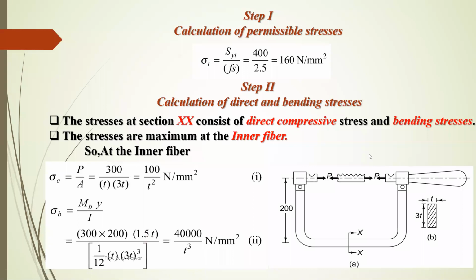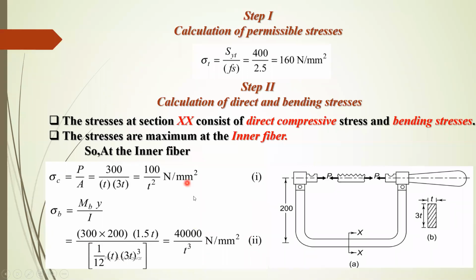Similarly, how to find the area moment of inertia? I is nothing but b d cube by 12, as it is a rectangular cross section, where b is t and d is 3t. So the moment of inertia equation becomes t multiplied by (3t) cube divided by 12. Then by simplifying, this equation will become 40,000 divided by t cube Newton per mm square, as it is a bending stress. So this is equation 2.